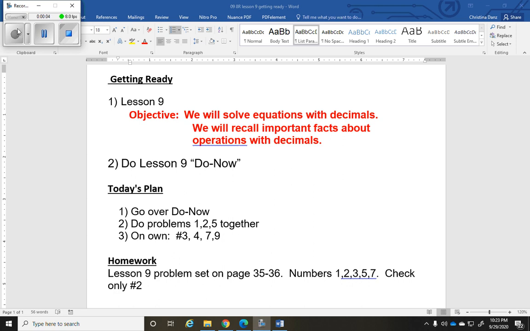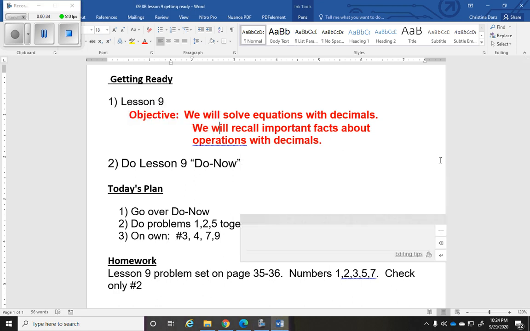So we're on lesson 9. Still solving equations, but these equations are now going to have decimals in them. And honestly, I'm going to let you use your calculators. So I guess we don't have to really worry too much about the important facts with operations with decimals, because your calculator is going to do it for you. So we're just going to be solving equations with decimals. You don't have to worry about recalling important facts.